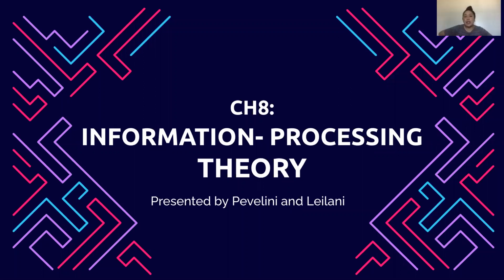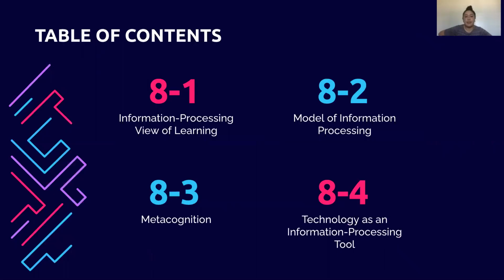We will be presenting on Chapter 8, which is about information processing theory. So we'll be focusing on the 4 sections in the textbook of this chapter. This chapter is important because the information processing decisions you make affect when you learn, how much you learn, how well you learn, and of course, whether you learn at all.